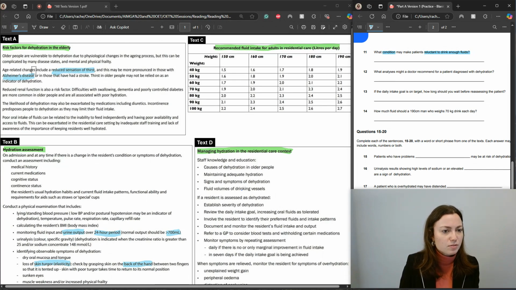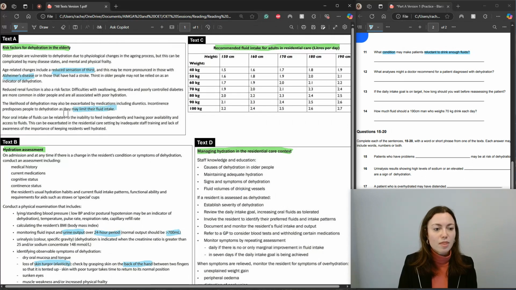And what do we have? So we've seen Alzheimer's up here. We have reduced renal function is also a factor. Dementia, poorly controlled diabetes are common, okay, associated with poor hydration. So that's talking about lack of hydration, but again, reluctant to drink. It's not exactly reflected there. The likelihood of dehydration may also be exacerbated by medications including diuretics. Incontinence predisposes people to dehydration as they may limit their fluid intake.